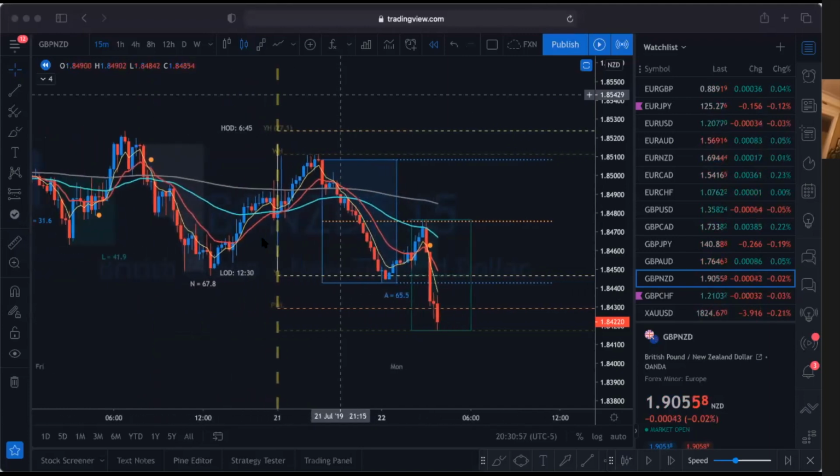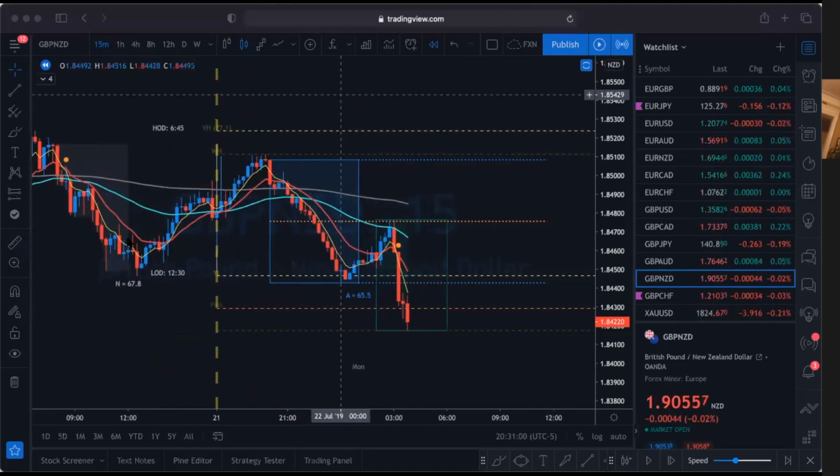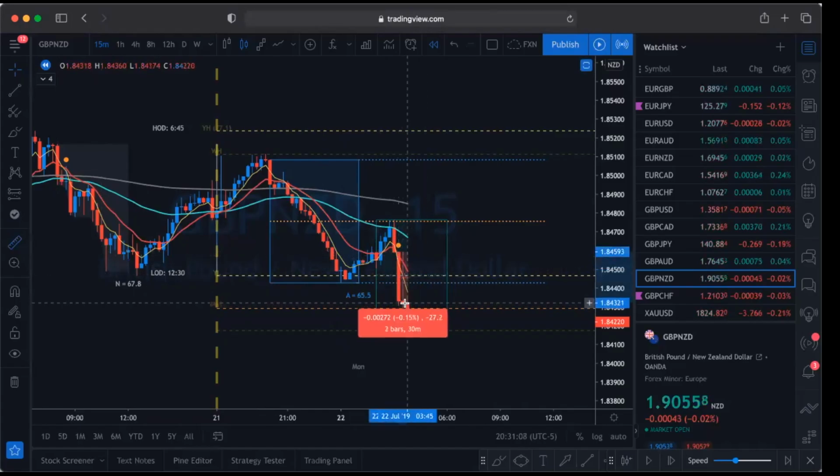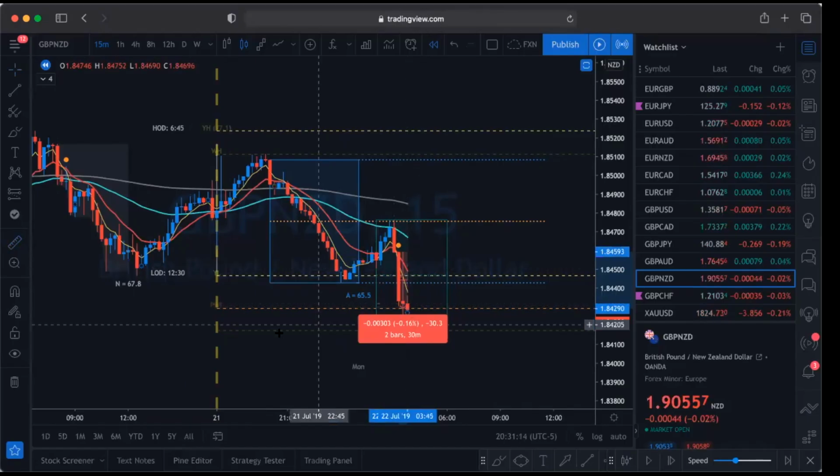Now, the good thing about NZD pairs is that because the pip value is so high, if you were taking a trade after that candle here, you're already out of the trade a candle and a half later. So the trades to get to 30 pips are very short because the pip value is so high.